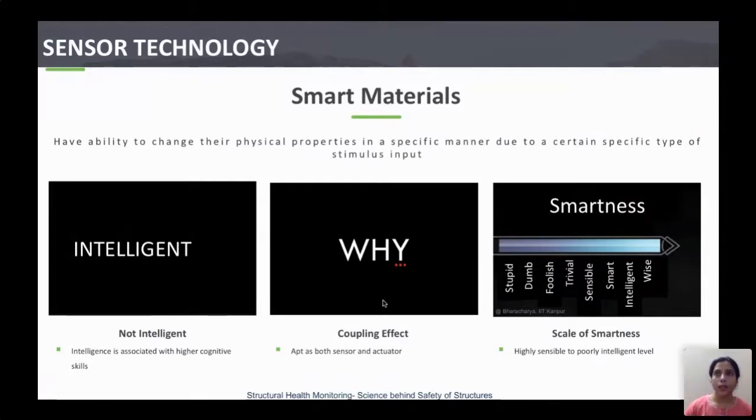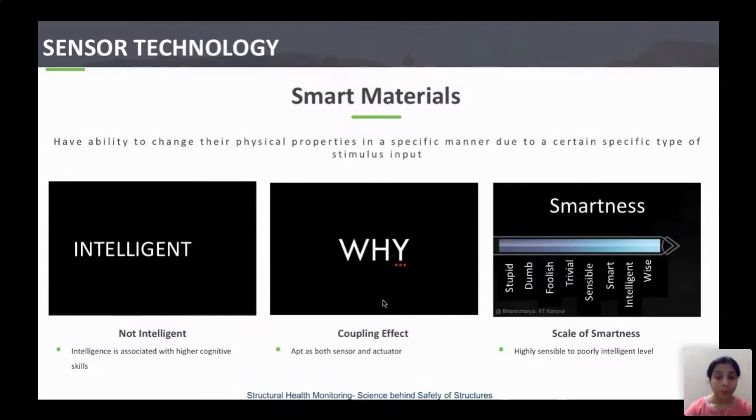Now, till the 1990s, the words smart and intelligent were used interchangeably for these materials. But then in 1988, during a workshop held at the US Army Research Office, it was decided that the word intelligent is actually associated with very high level cognitive skills. The materials which are available till now do not match that level, so it's not correct to use the word intelligent. Afterwards, it was decided that only the word smart will be used for these materials.